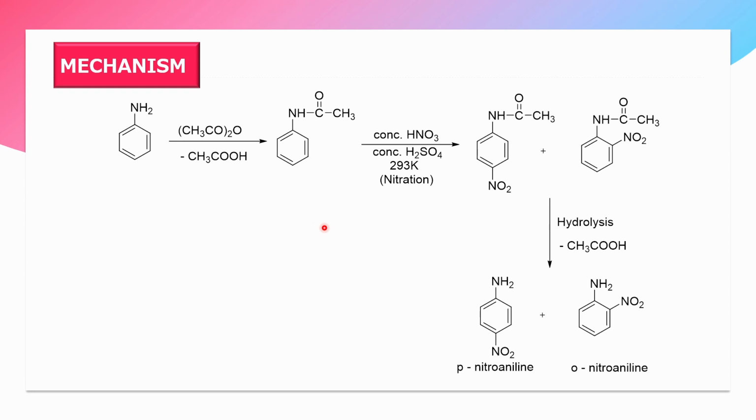Now we can easily use the nitrating mixture we are having, and we would get ortho and para-nitroaniline and no meta isomers at all. Now we would hydrolyze them so that this part over here would get out in the form of acetic acid, and we can freely have para-nitroaniline and ortho-nitroaniline.